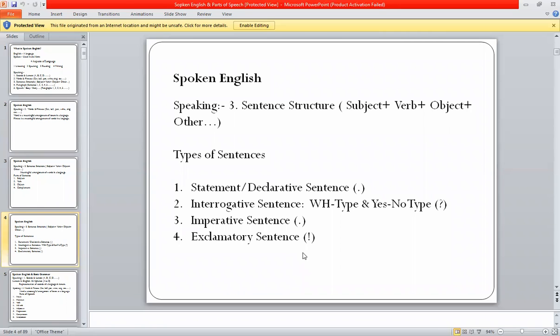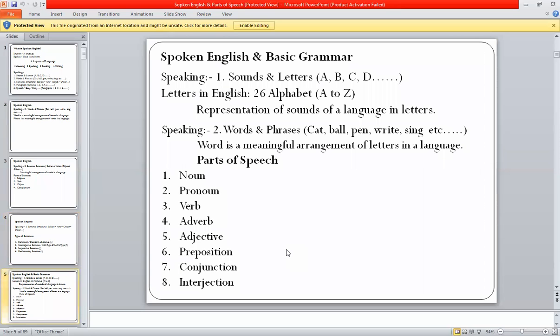Whatever exclamations come out of our mouth when we are excited, or in a happy mood, or in sorrow, or in anger, those words that come out of our mouth are called utterances. Those are called exclamatory sentences. So this is about the types of sentences.